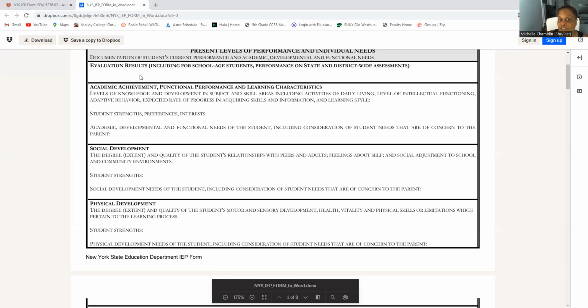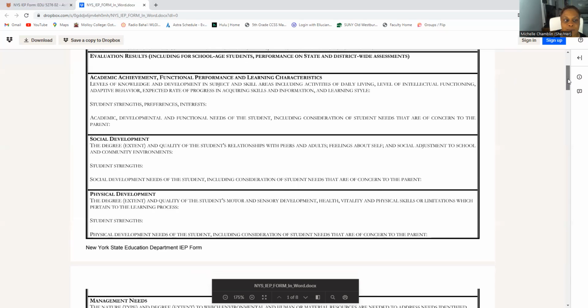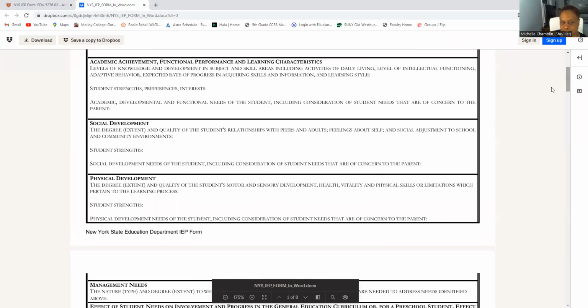That was from the individualized evaluation plan, so that when we started to test the student, we take all the tests and we put them here. It could be a speech and language test. So it goes here. And then we also can put in the performance on state and district-wide assessments here in our documentation. Next up, we have our academic achievement.